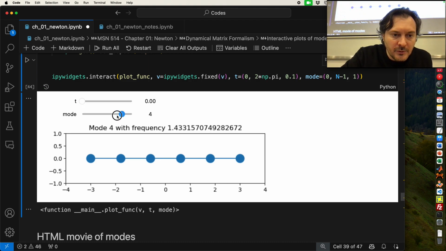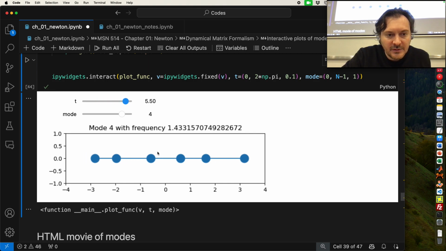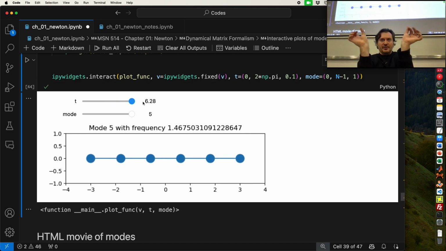Then mode 4, it's a combination. So this one stays together, but the other, both soft and stiff ones, are stretching. Okay? And finally, the final mode looks like this, and it involves the whole thing moving like this. Okay?